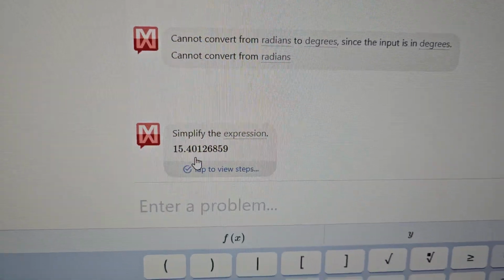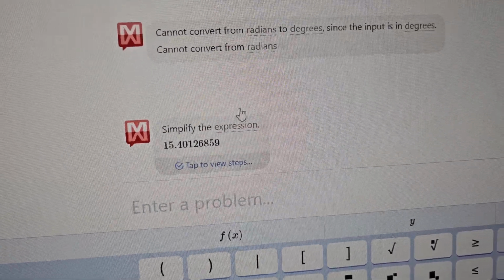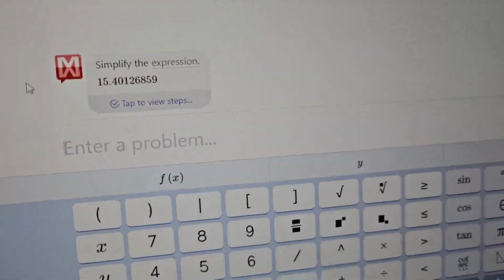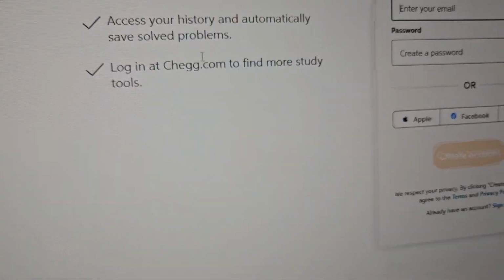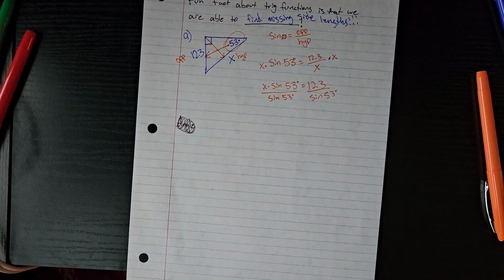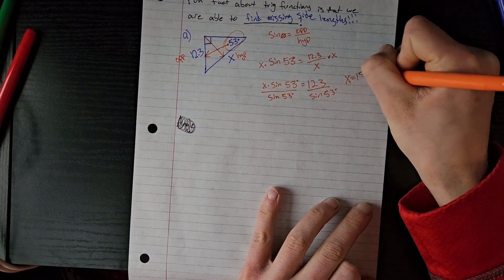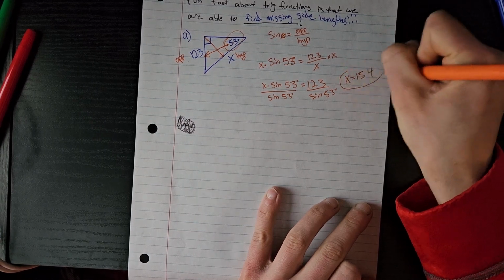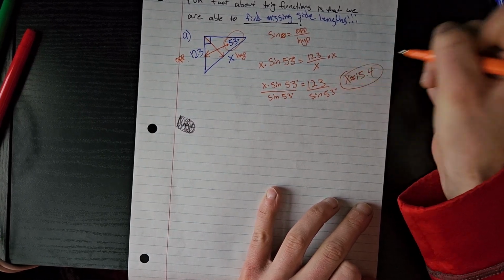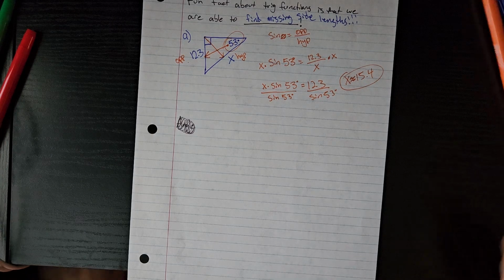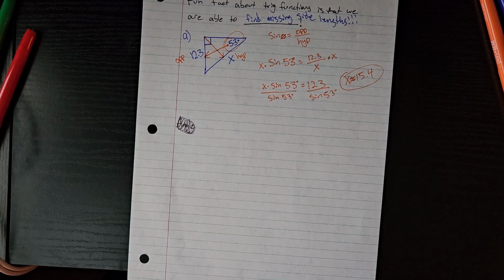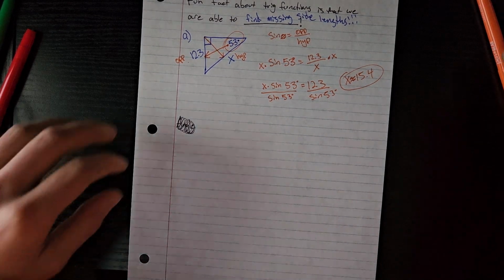15.4. It's already in degrees. So, it was 15.4. I remember it. So that means x is 15.4. Round to the nearest tenth for your decimal place. So 15.4. All right, we'll do another example.